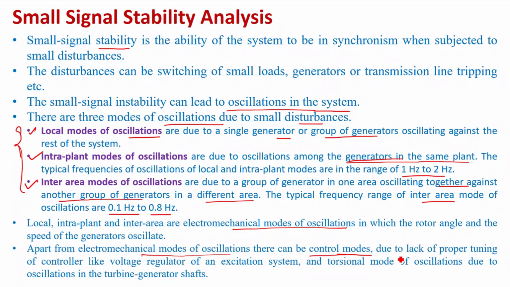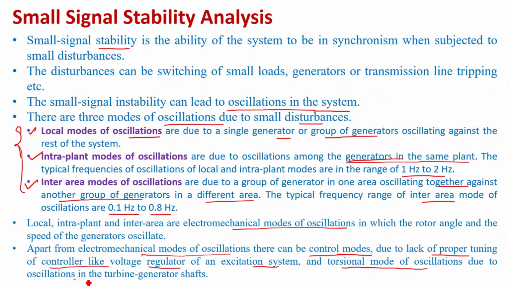Apart from these electromechanical modes of oscillation, there can be control modes. Control modes arise because of the lack of proper tuning of the controller, like the voltage regulator of an excitation system. If some oscillation is taking place because of lack of tuning, that is called the control modes of oscillation.